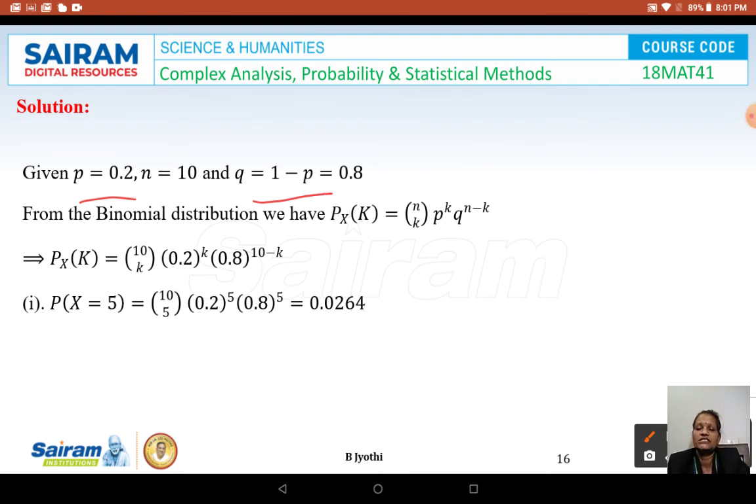From the binomial distribution, we have the formula P of x equals k is nCk p power k q power n minus k, that is 10Ck, 0.2 power k and 0.8 power 10 minus k. Now here we will take the k value as different ones, that is k is 5 here. So we get 10C5, 0.2 power 5 and 0.8 power 5, which on calculation gives us 0.0264.